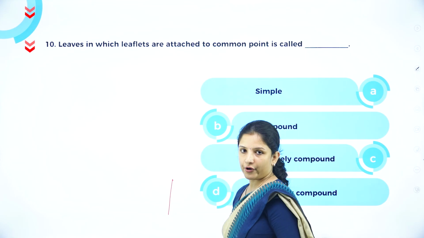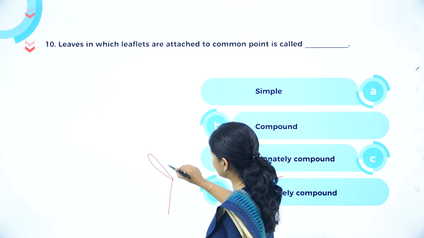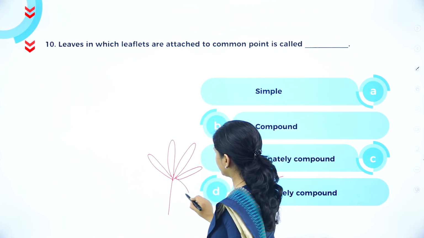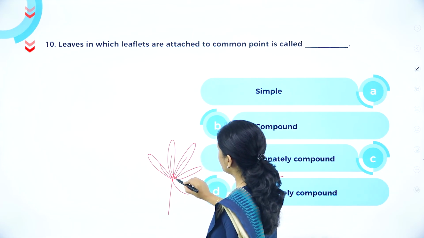There will be a common point in the petiole from which the leaves will be attached like this. So, therefore, it is a palmately compound leaf.